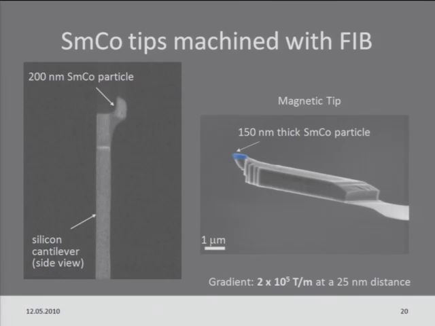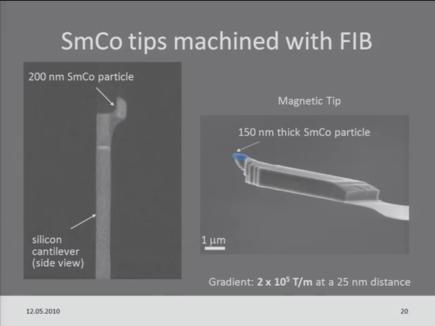These are pictures from the IBM group from their experiments in 2004. They would essentially take a very small samarium cobalt particle, glue it on the end of a very thin silicon cantilever, and then take a focused ion beam and mill it to whatever shape they wanted. So make it very pointy so that the gradients would be very strong. And with this method, they achieved gradients on the order of 1 or 2 times 10 to the 5 Tesla per meter. Of course, the gradient falls away with distance, so I can give you this kind of a value at about 25 nanometers away from the magnet. So this is a nice way to do it.